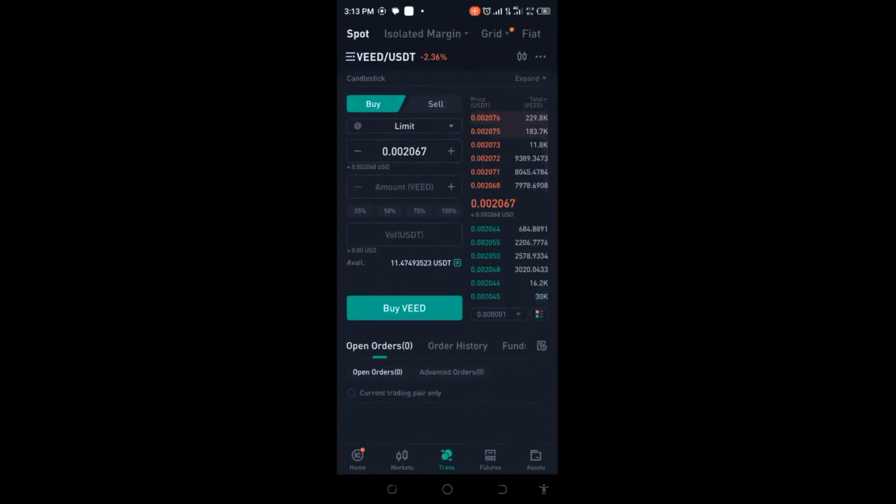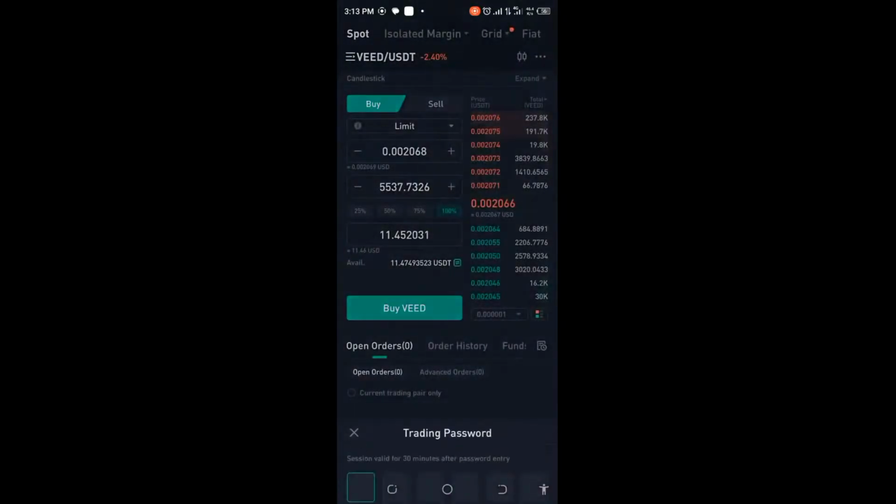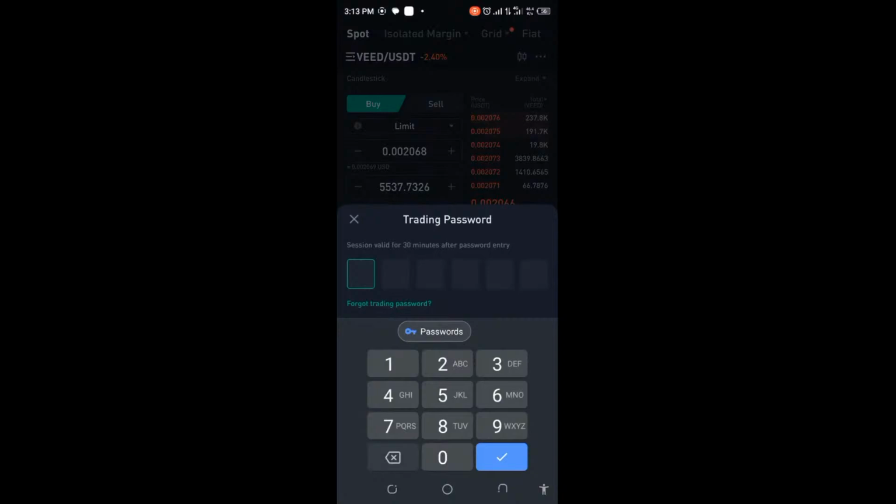I will just choose one of the red ones here and then click on 100%, and we should be able to buy that instantly. Okay, let's go ahead. All right, I'll put in my confirmations, my verifications, and I'll be back.